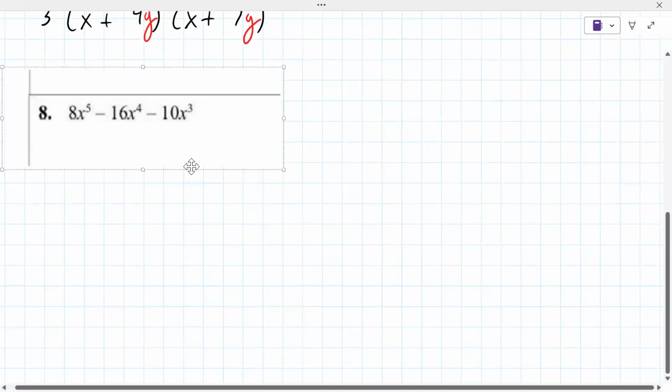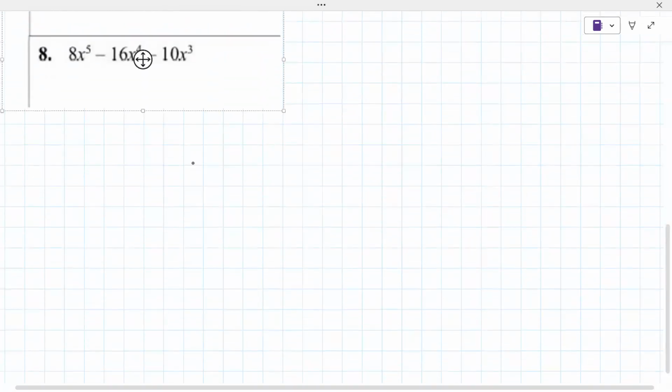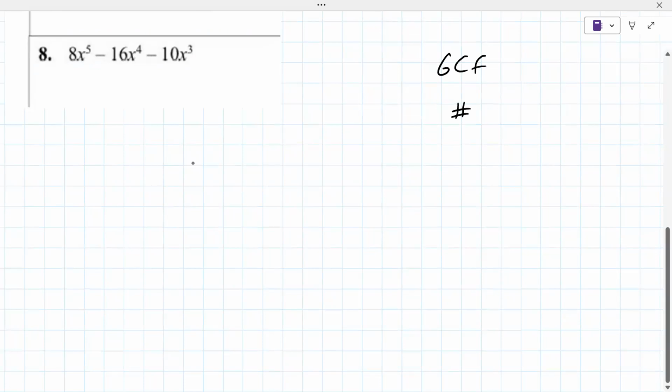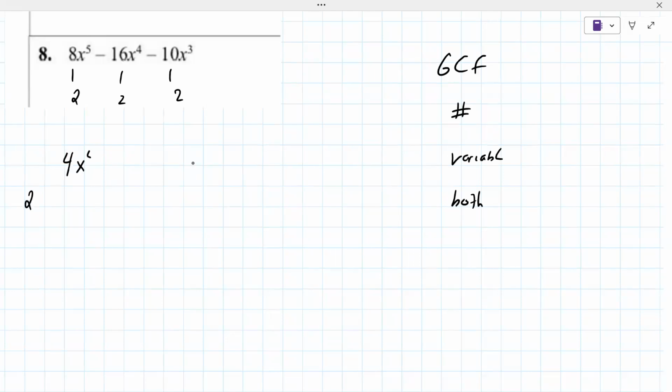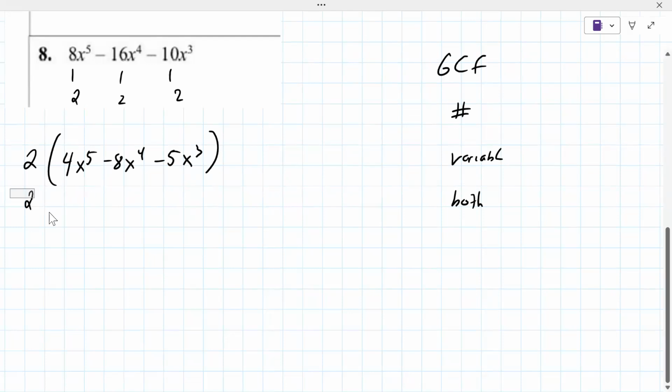So the GCF that you're looking for is either a number or a variable or both. So is there a number that goes into 8, 16, and 10? 2. So you divide a 2 from each of those. So you end up getting 4x to the 5th minus 8x to the 4th minus 5x cubed. There's a 2 on the outside. And then you look at the variable. There's obviously an x in all of them. What's the smallest exponent that you see? X to the third.